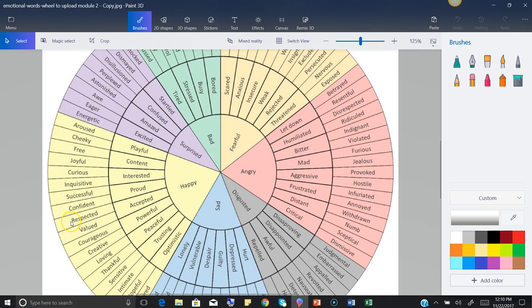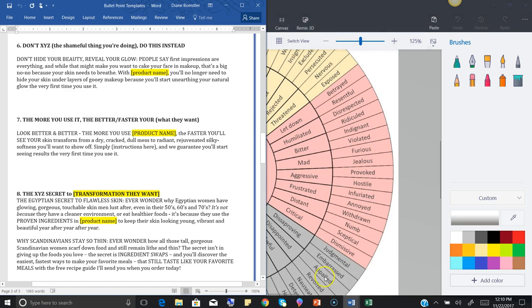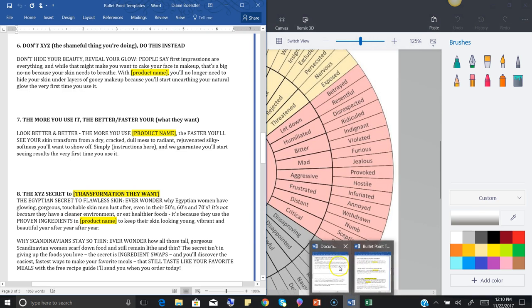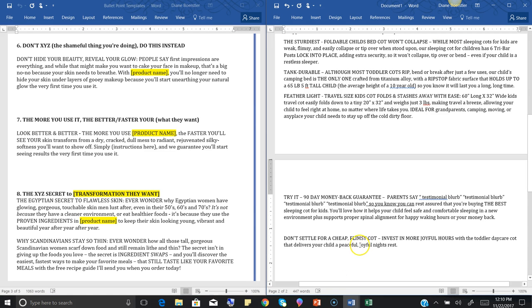playful. Let's see here. Value, courageous, creative, loving, thankful, sensitive, intimate, hopeful, aroused, free, curious, inquisitive, successful, playful. Let me see here. Peaceful, content would be a good one. Okay, getting these back up. Peaceful, joyful, and tonight's rest. I don't know that I like that totally, but I'm going to leave it right now. Can I just go back and change it?